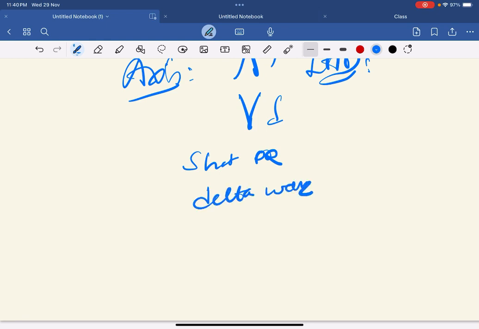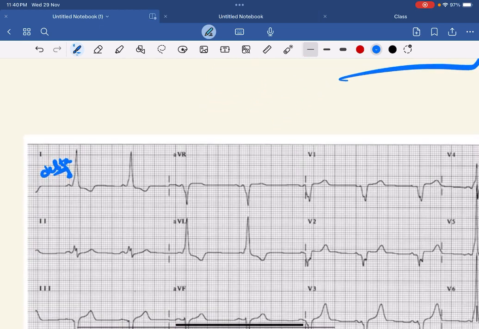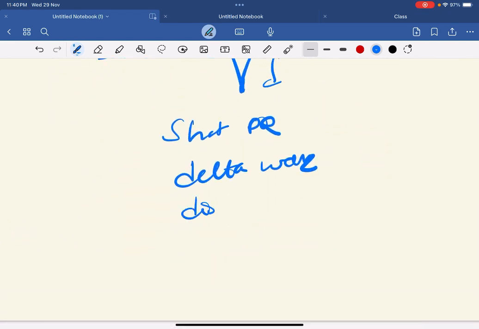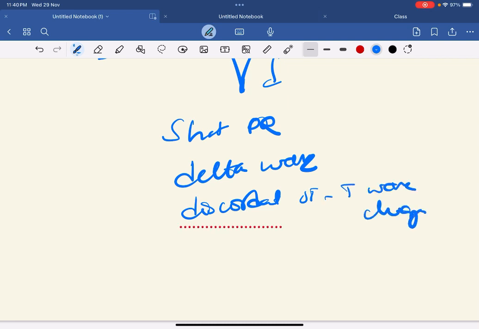And see what happened. There are discordant ST and T wave changes. That is, if the delta wave is positive, ST-T wave changes are negative. This is called discordant ST-T wave changes. These findings combined together are seen in WPW syndrome.